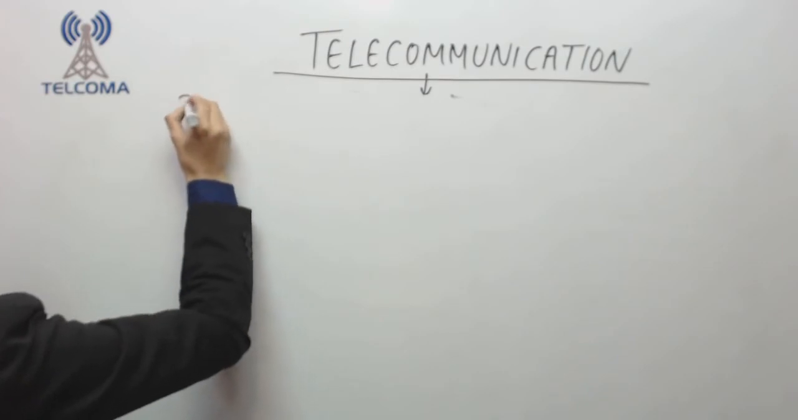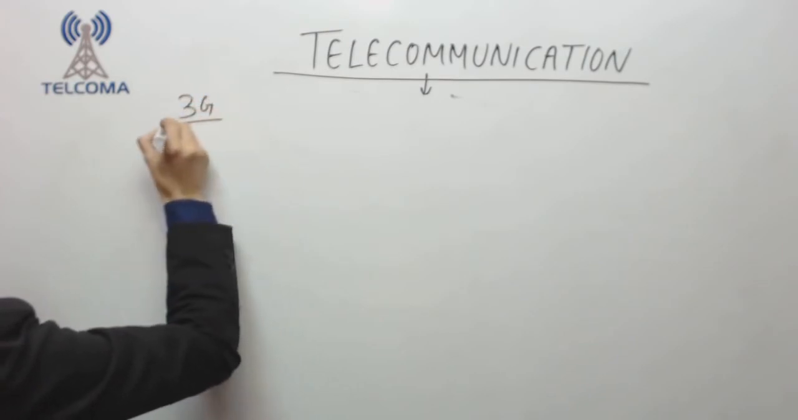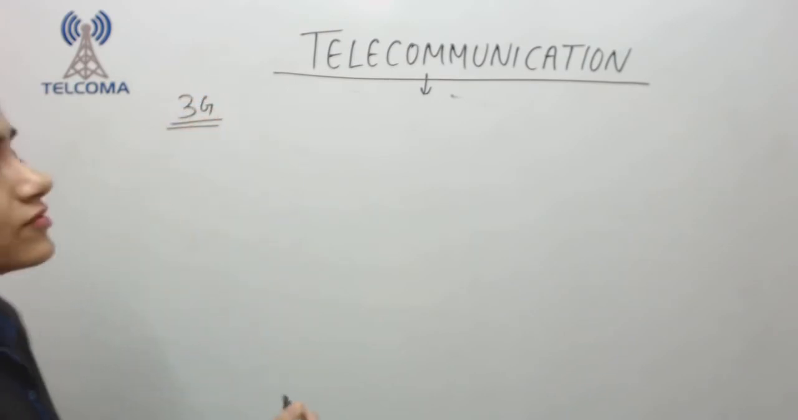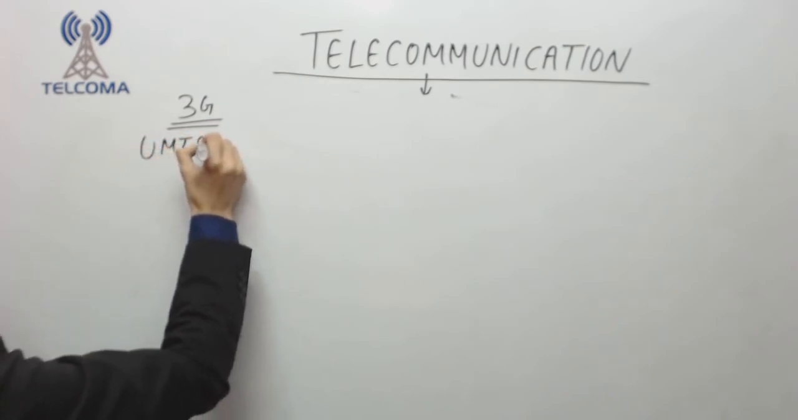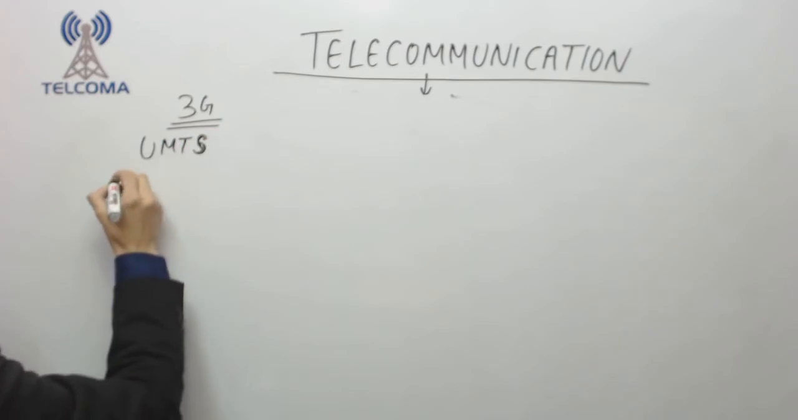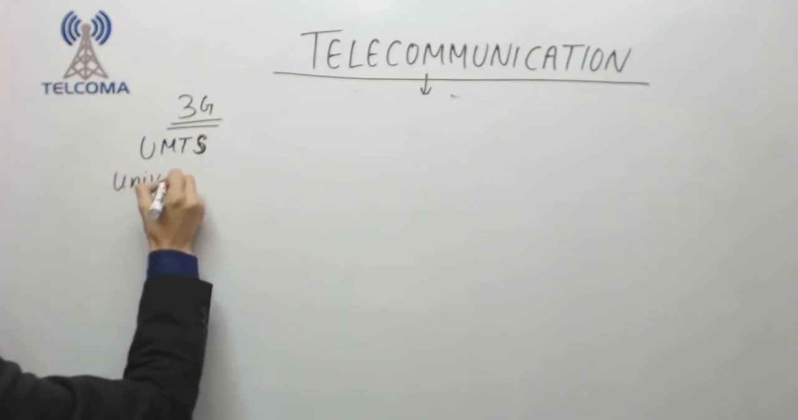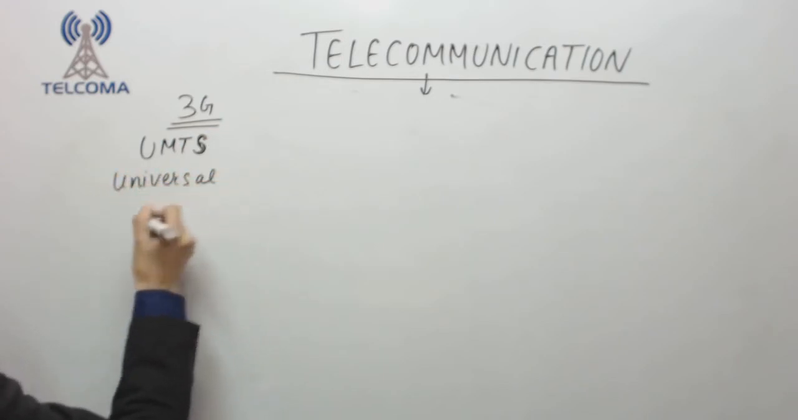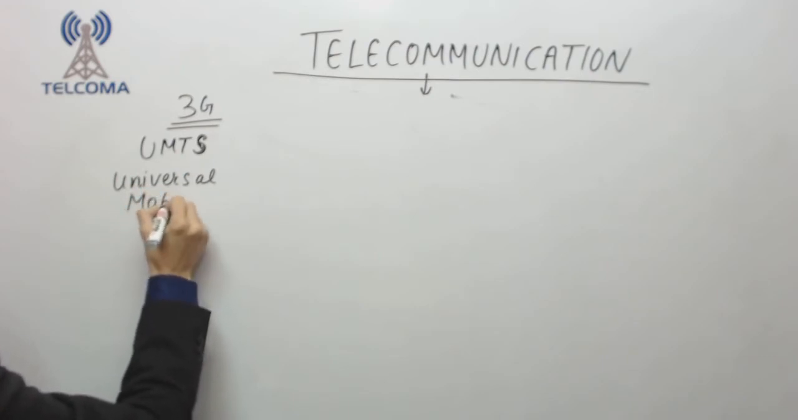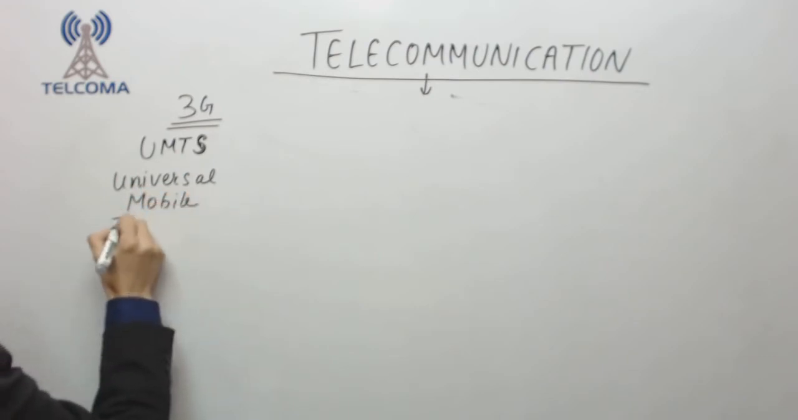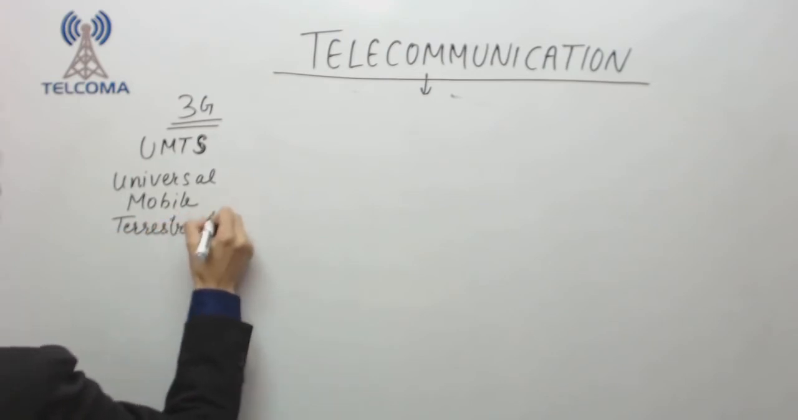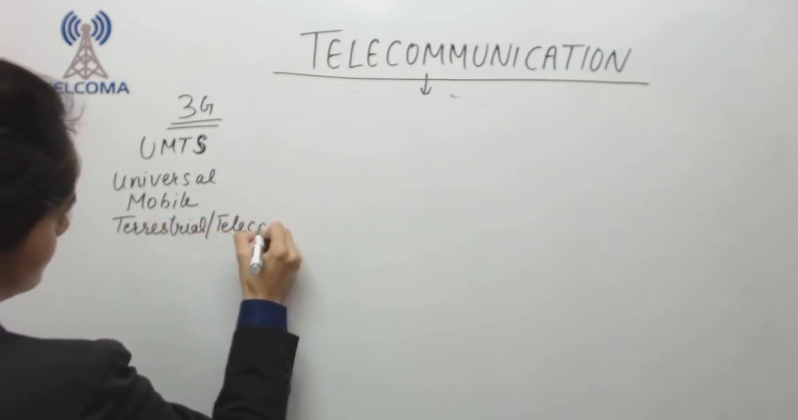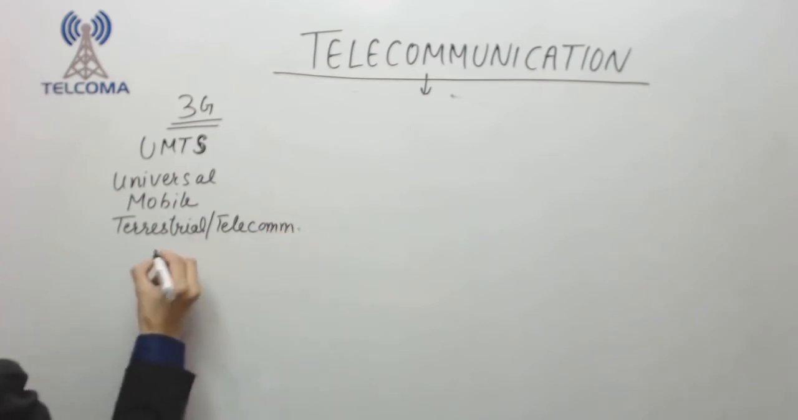So then we have 3G, with the name of UMTS. UMTS stands for Universal Mobile Terrestrial or Telecommunications System.